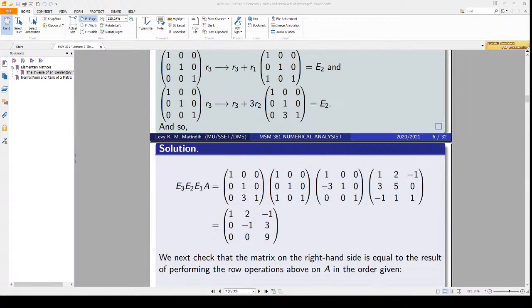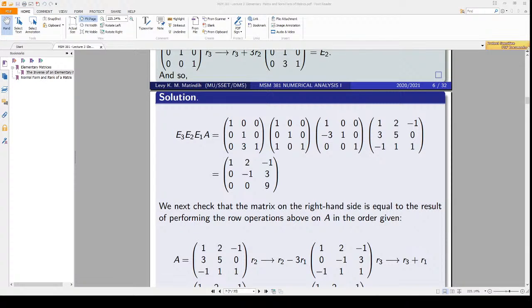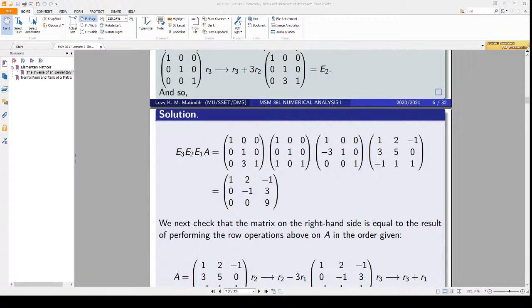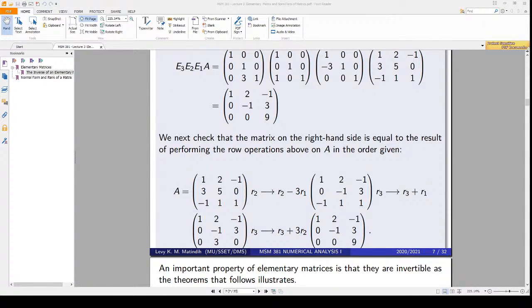So now, let's verify if this is true. We are going to apply, in the same manner, the same operations on matrix A. So let's look at matrix A. Let's transform row 2 to being row 2 minus 3 times row 1.